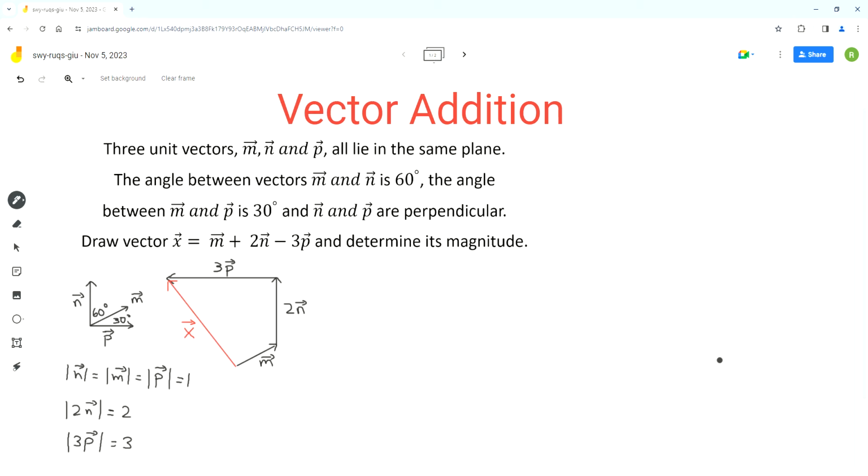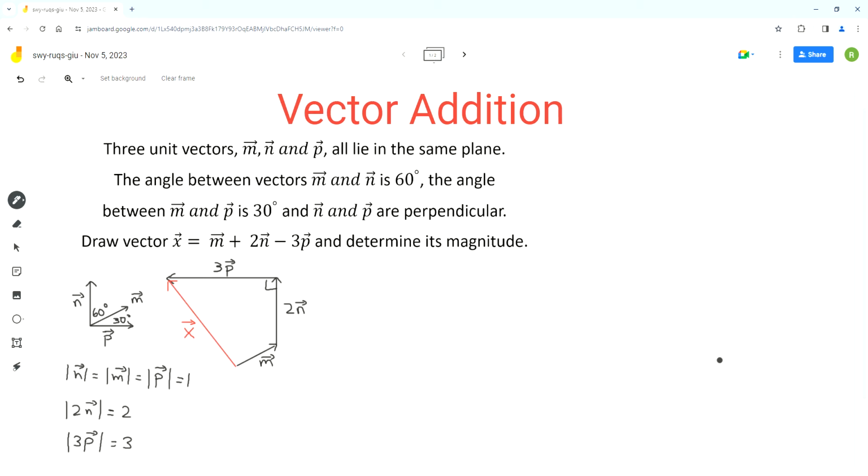Now let's analyze this diagram. Now we know that vectors n and p are perpendicular to each other. That means vectors 2n and 3p are also perpendicular to each other, because the only thing we have done is to change the size of the vectors. We haven't changed their directions. So that means vector 2n and 3p are perpendicular to each other.